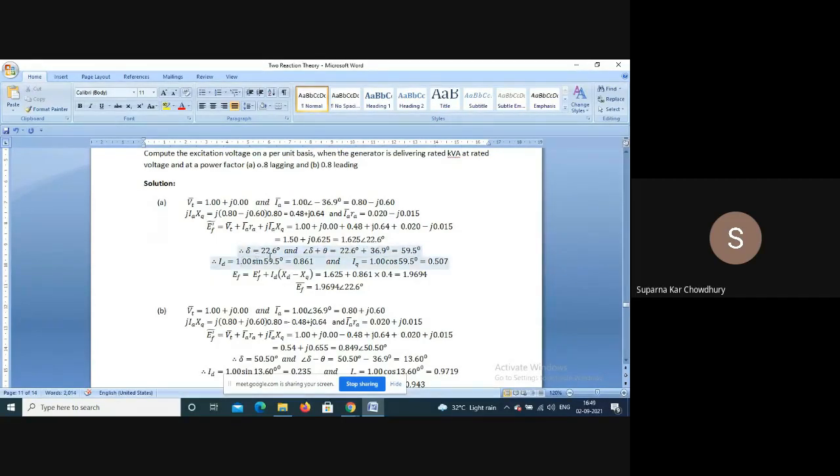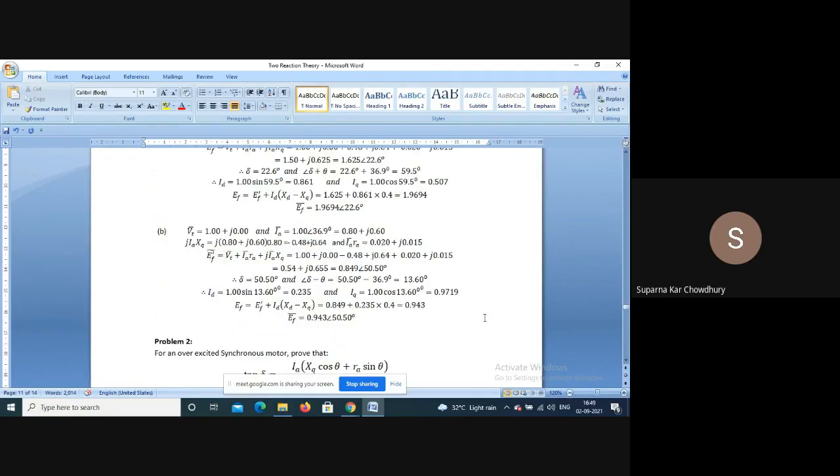So Id is 0.861 and Iq is 0.507. So our Ef will be Ef dash plus Id into Xd minus Xq. Putting the values, we get 1.9694. So Ef will be 1.9694 angle 22.6.